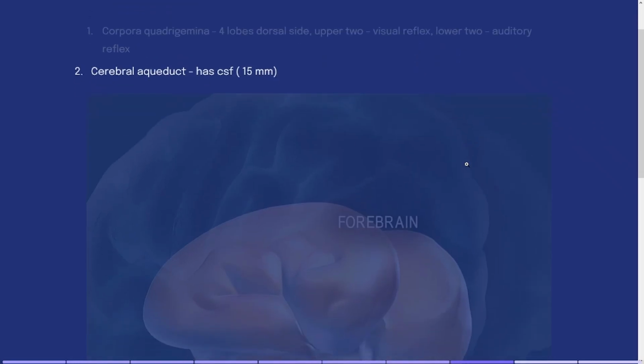Next, there is the cerebral aqueduct, which is given in NCERT. It is a conduit which has CSF, but its dimension is 15 millimeter. It is 15 millimeter in diameter. That you have to remember.